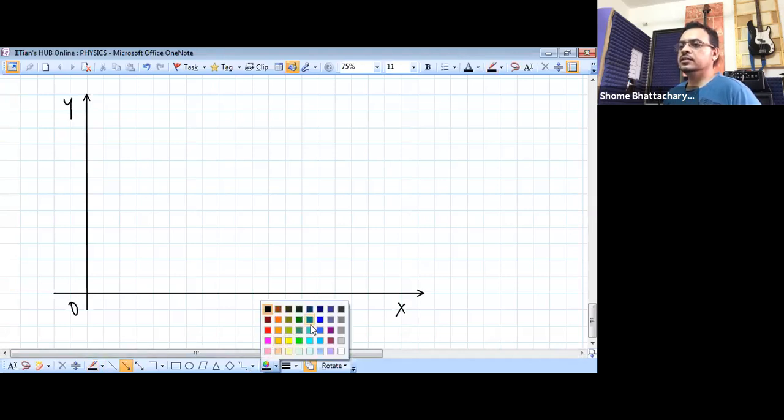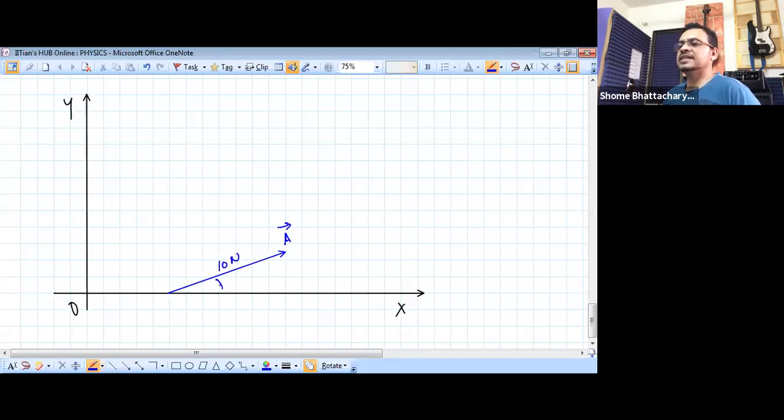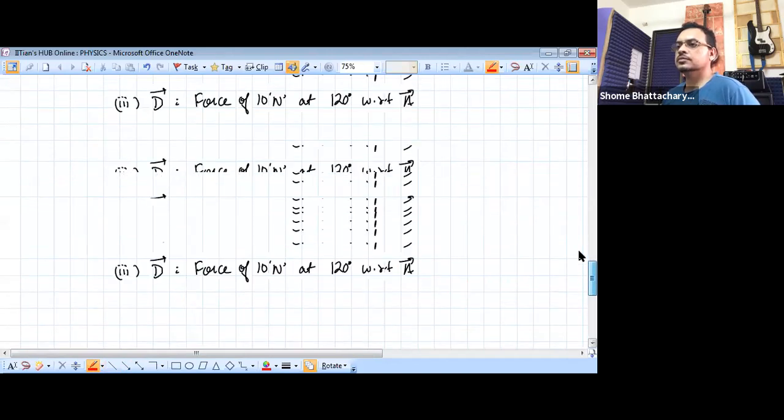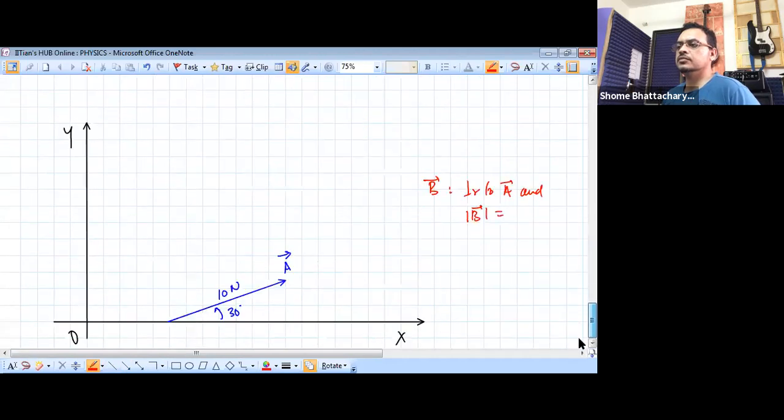So my original vector given to me was a vector A like this, which was of magnitude 10 newtons, and this angle was specified as 30 degrees. Now I have to make a vector B, which is perpendicular to A, and magnitude of B is, how much was it? 5 newtons. Yeah, 5 newtons.